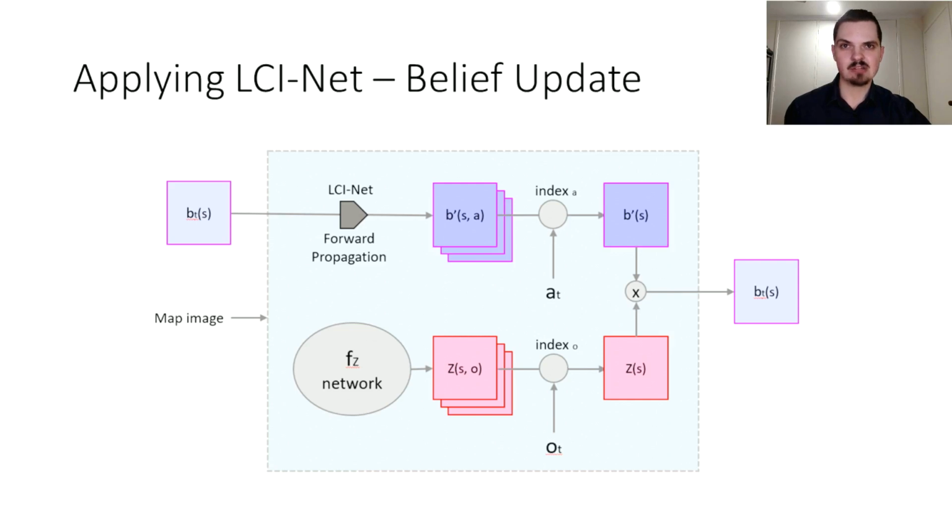In parallel, the observation model produced by the observation function subnetwork, ZSO, is indexed based on the perceived observation OT, with the channel corresponding to OT selected to give ZS, the likelihood of each state based on the perceived observation. BS and ZS are then multiplied and normalized to give the posterior belief Bt+1S.